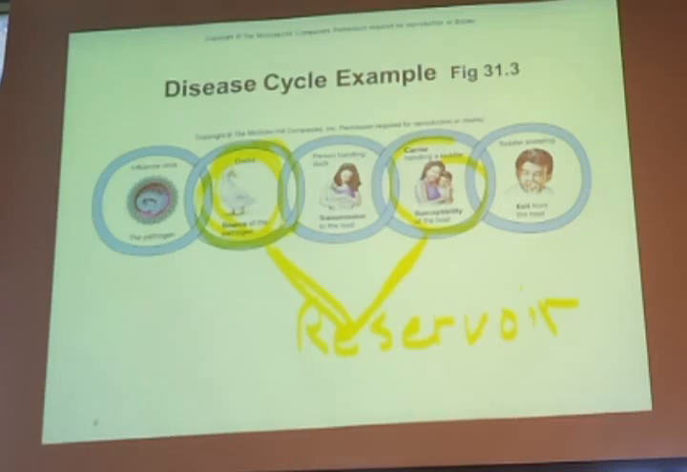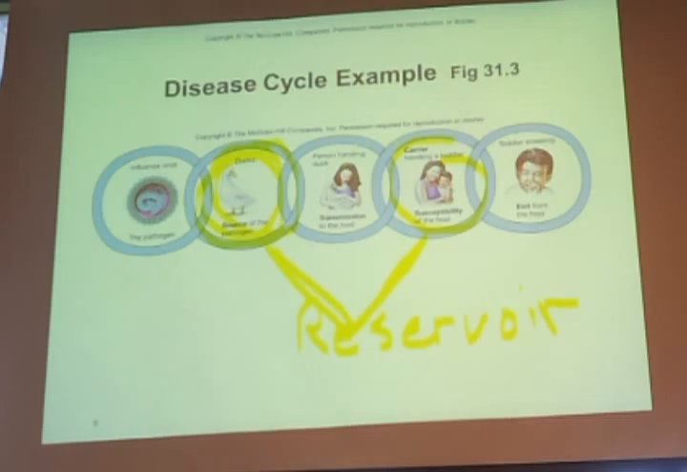Then how does it get from you to another person? Then a portal of entry, how does it get into that person? And then you're back to that reservoir, which is whoever has the infection or whoever is the carrier of the infection. Sometimes this could be two different things, like a carrier.